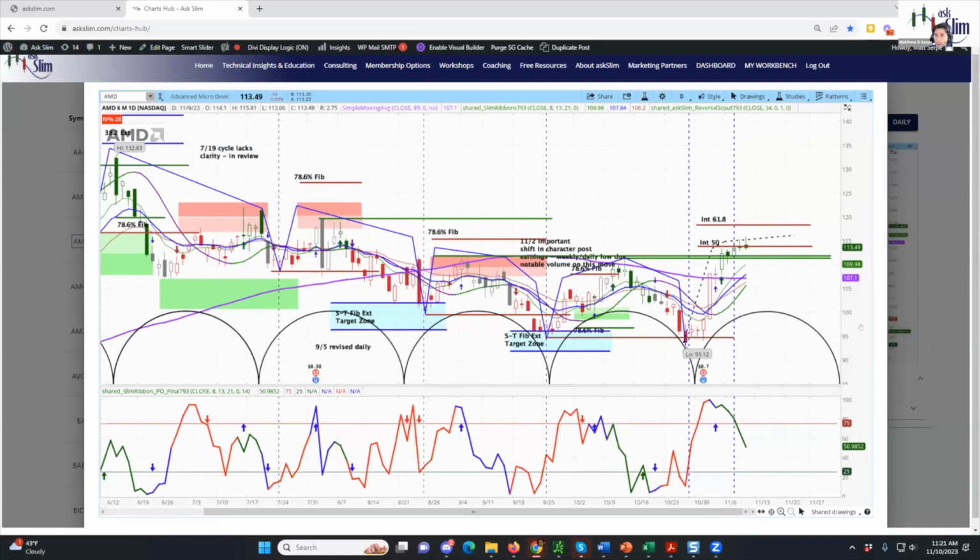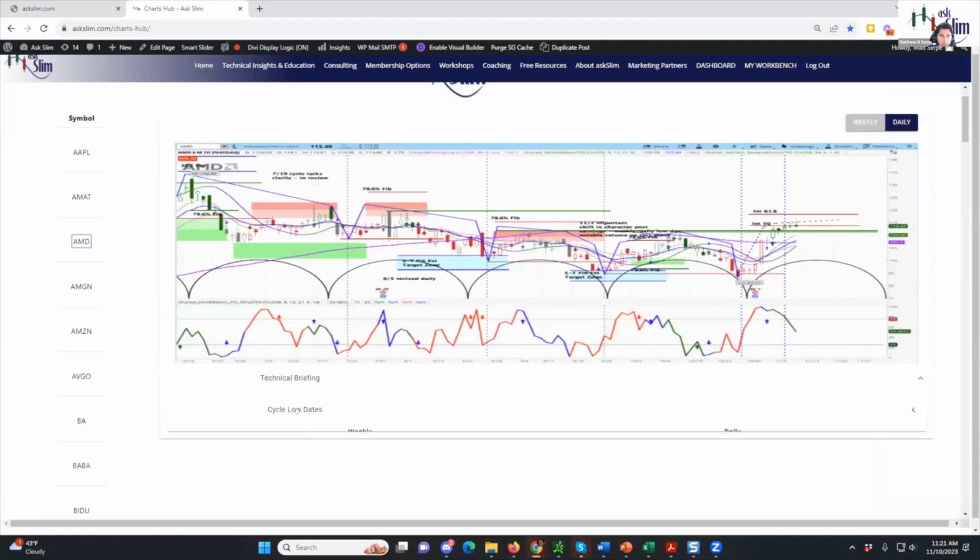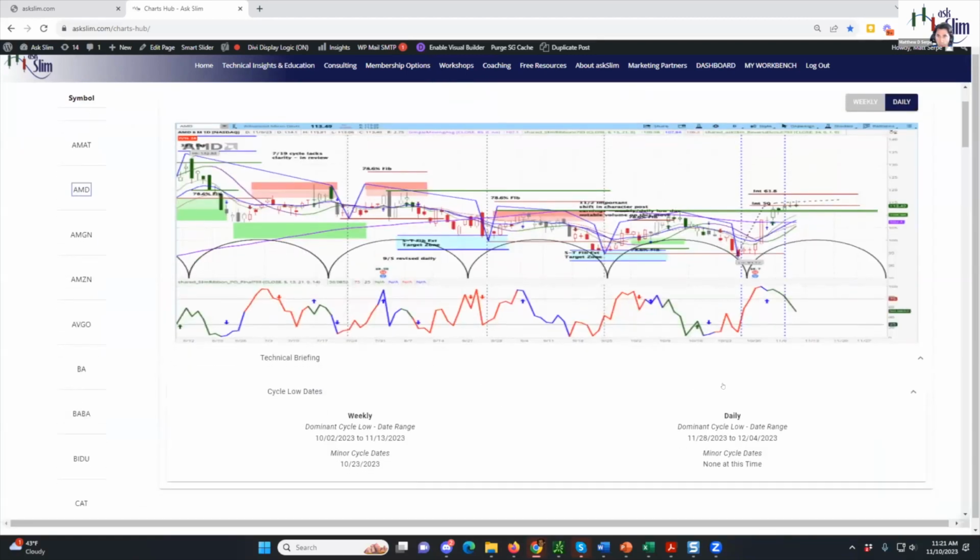And also on there, there is a technical briefing, and then there's the cycle low dates. So you can pinpoint when those dates are, where we're looking for those periods of risk, both on the upside and on the downside. That's our ChartsHub, an amazing set of symbols that we cover, as I mentioned, from the most widely held stocks, ETFs, and then futures markets.